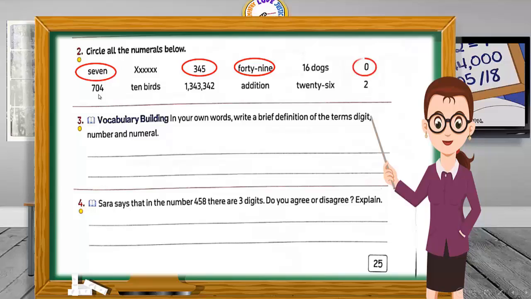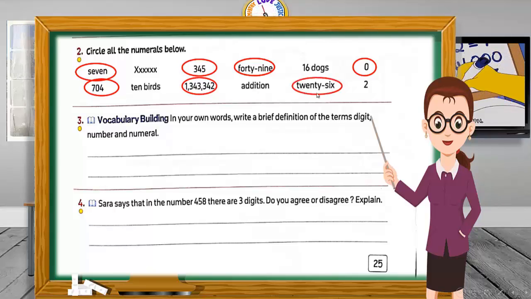0 is a numeral. 704 is a numeral. 10 pairs: not a numeral, not a digit, not a number. Is 1,343,342 a numeral? Yes. Addition: this is a word, not a number, not a numeral, not a digit. 26: 26 is a numeral because this is in word form. 2: 2 is a numeral and a digit and a number.